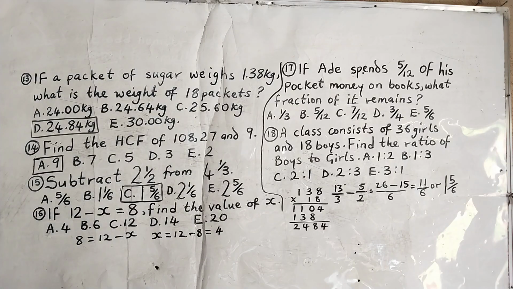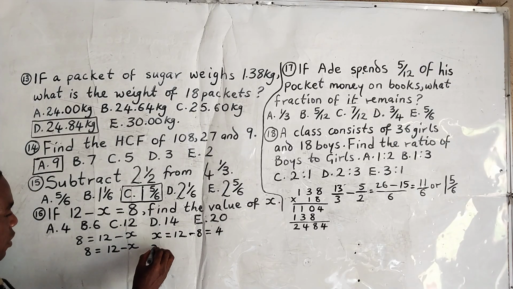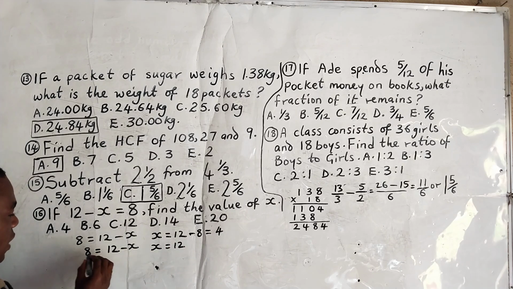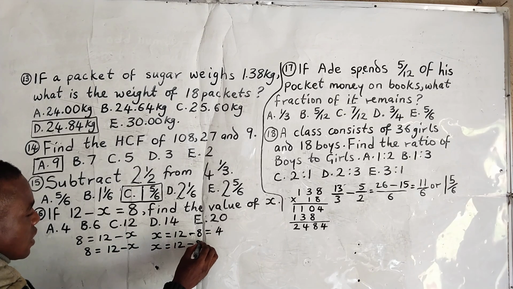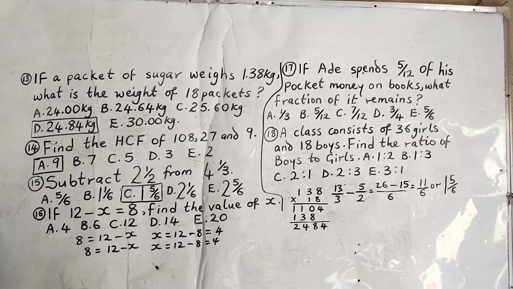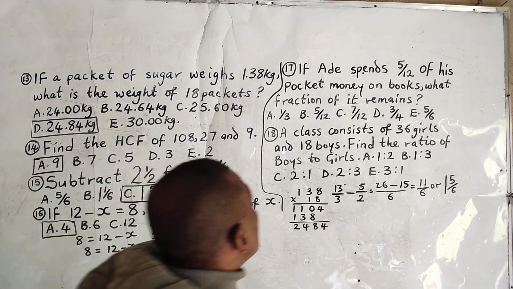We now proceed to question number 16. In question number 16, we are given 12 minus x is equal to 8, and we are asked to find the value of x. Which is 8 is equal to 12 minus x. When I take this x to the other side, it will become x is equal to 12. When I take this 8 to the other side, it will be minus 8, which is equal to 4. So the answer to this question is option A.